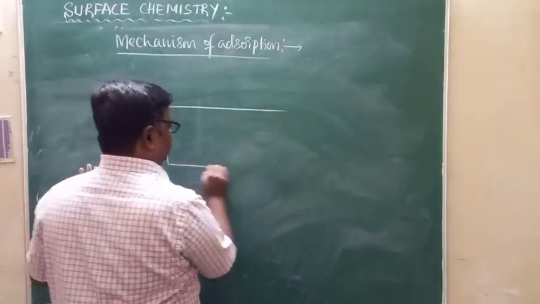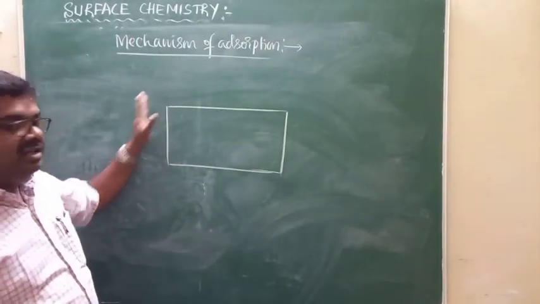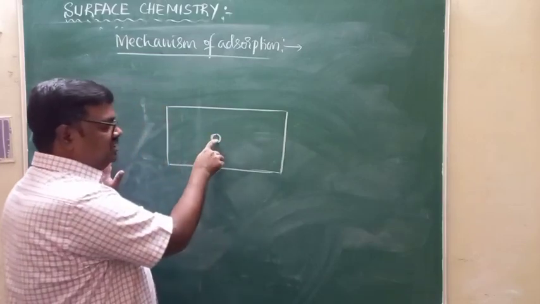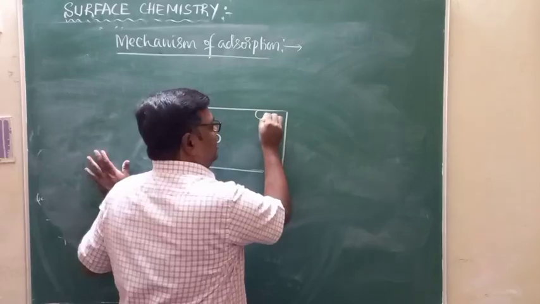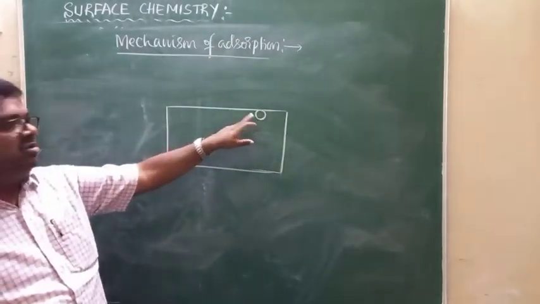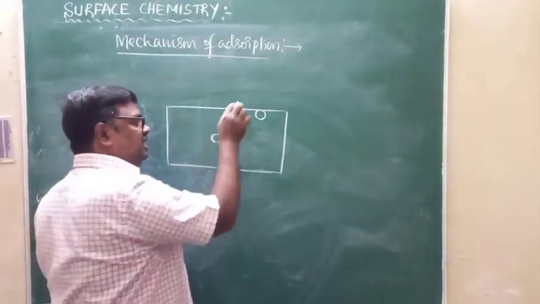This is one solid substance, right? Here in this solid, you can find the particles. In the bulk of the solid, I consider one particle, and I am also going to consider one more particle at the surface. Consider these two particles, right? I am going to differentiate the nature of the particle in the bulk and the nature of the particle at the surface.